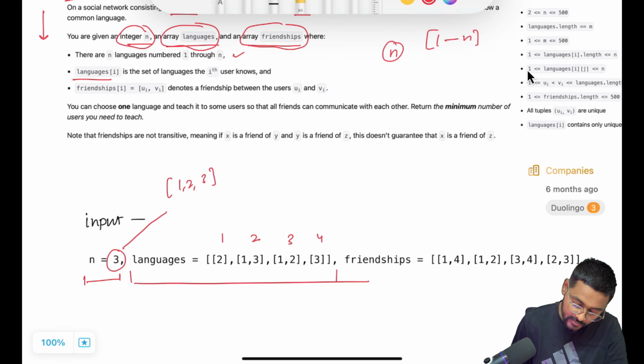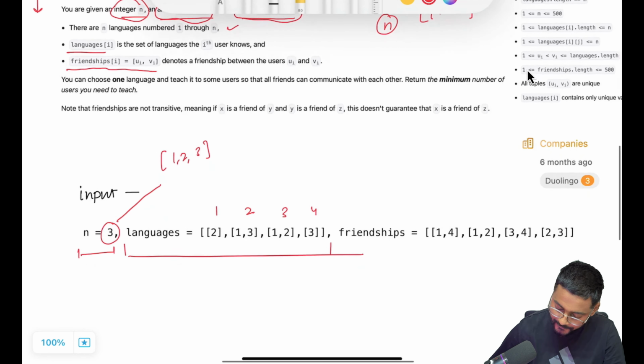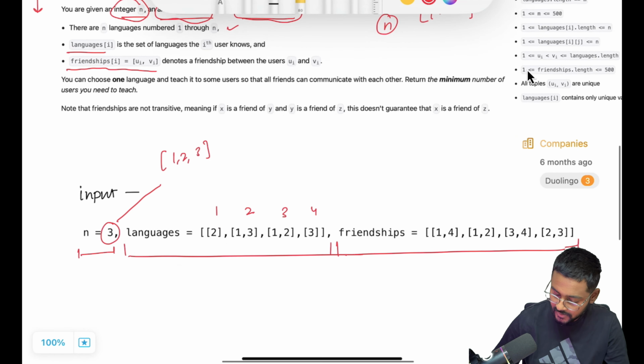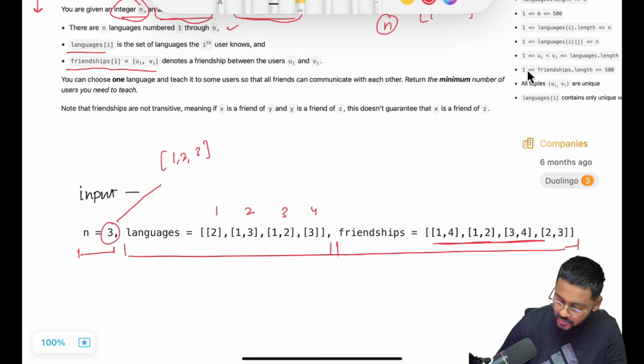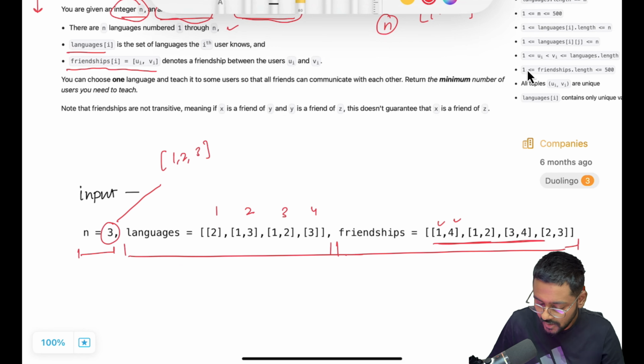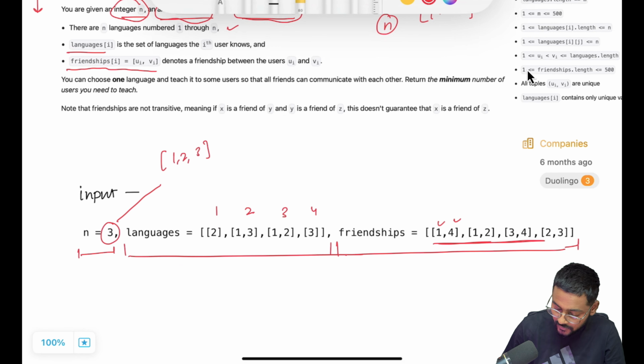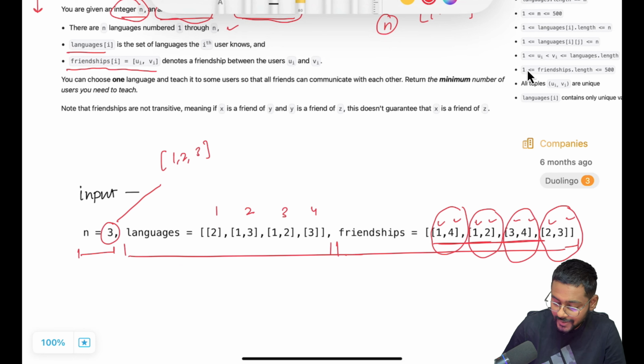And apart from that, a friendships array is also given, where friendships[i] denotes a friendship between users ui and vi. These are users. So the first user and fourth user are friends here, and the first user and second user are also friends, the third user and fourth user are also friends, and 2 and 3 are also friends. As they are friends, they want to communicate with each other, and they can only communicate if their language sets have some intersection. So this is the whole picture here.